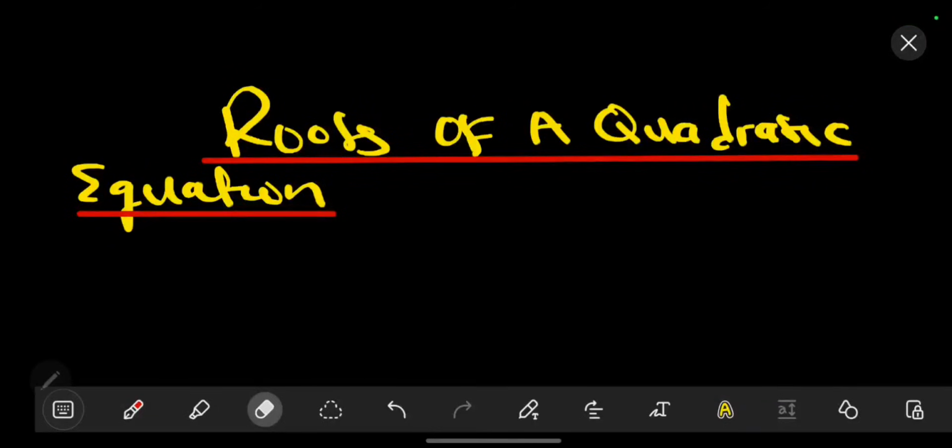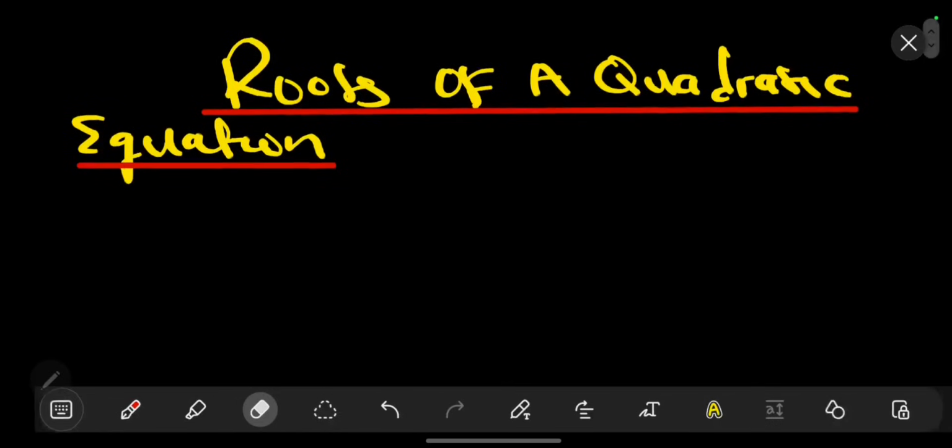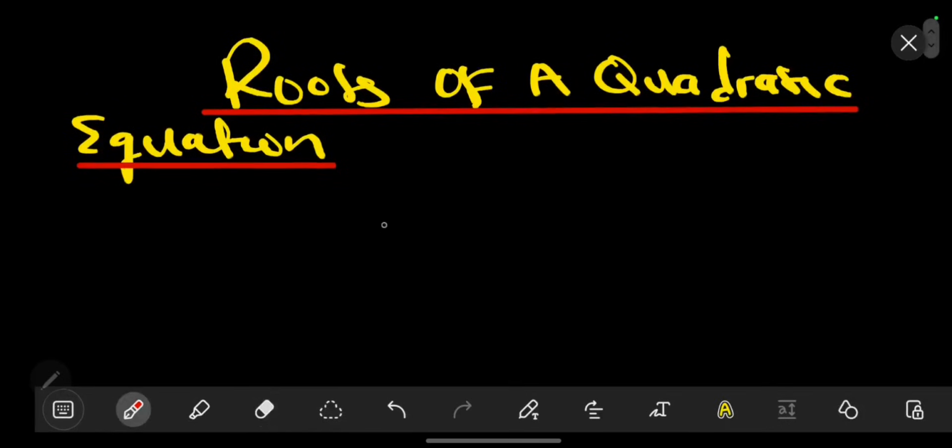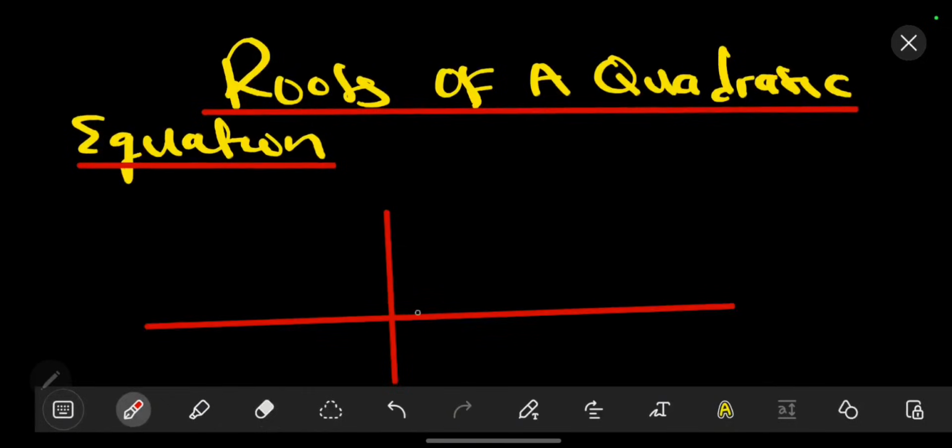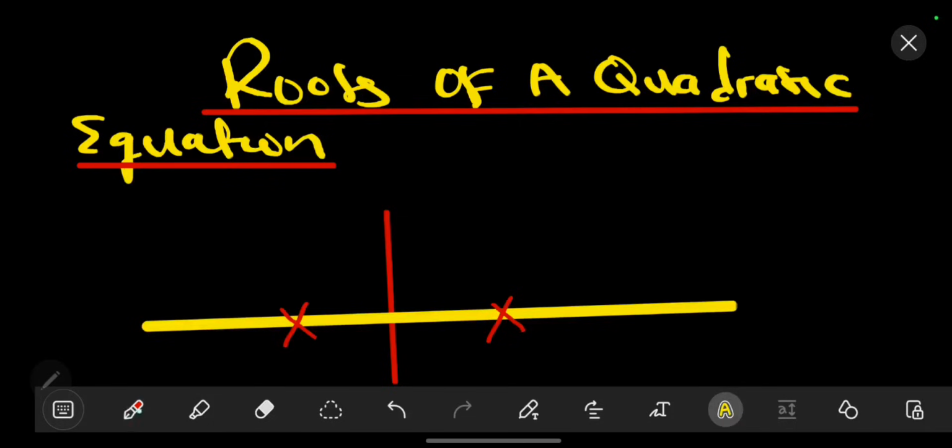So here today we are going to be looking at the roots of a quadratic equation. What are the roots of a quadratic equation? These are simply values of x at the intercept. So if we have, let's say, the x-y plane, the point at which the equation crosses the x-axis is what we call the roots of a quadratic equation.